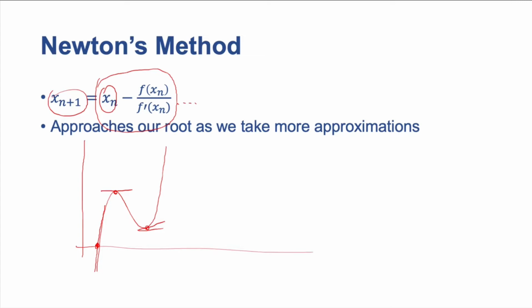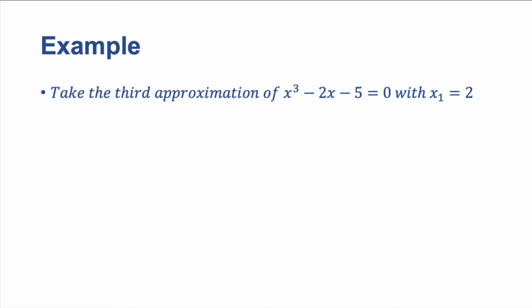All right, so why don't we do an example? So we're actually going to see how this works. We're going to take the third approximation of x cubed minus 2x minus 5 equals 0. And we are going to set up our x of 1 is 2. So we already have our x of 1, so we can use that formula.